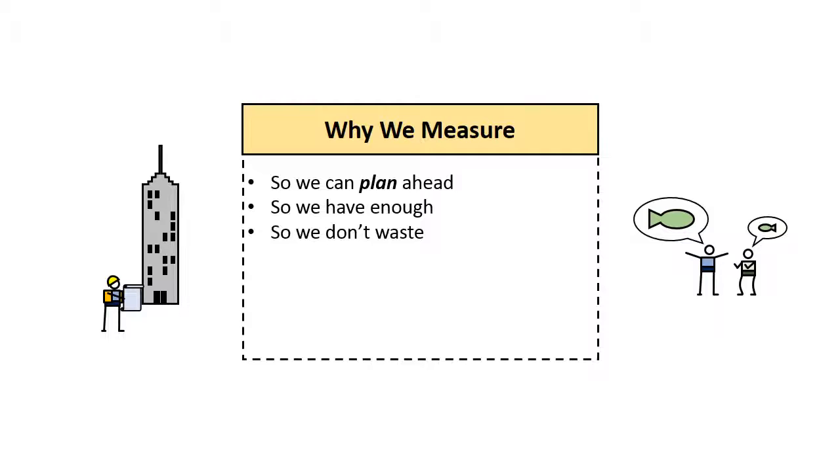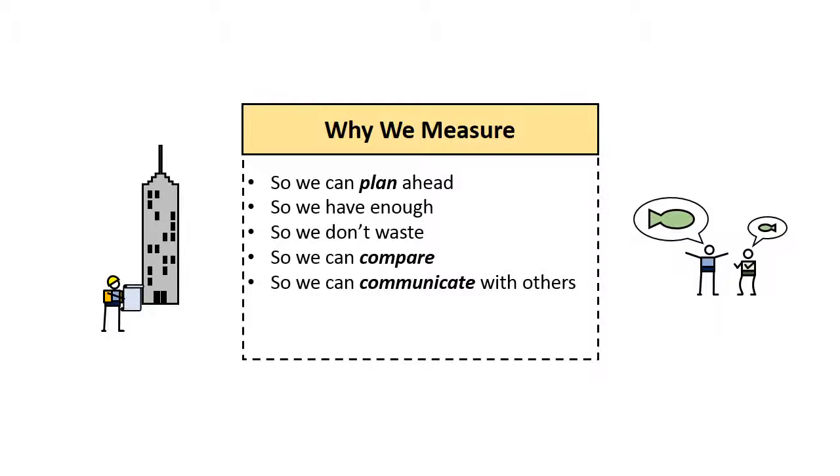When I go to a buffet, I don't put so much on my plate that I've got to throw it away, because I can measure with my eyes. We also measure so that we can compare, to make sure we have equal amounts or to make sure we have more or less than somebody else. We measure so that we can communicate.